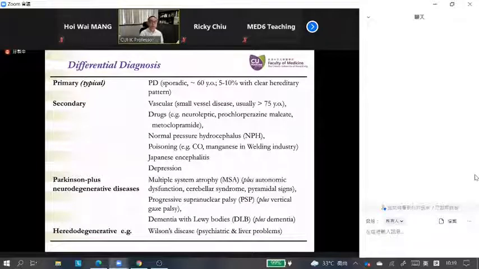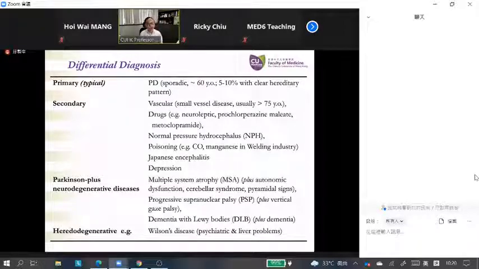But there are other things we need to rule out. If the patient has small vessel disease, diffuse multiple lacunes, with minor strokes, the patient may present with Parkinsonism. We call it vascular Parkinsonism. Vascular Parkinsonism rarely has any resting tremor, so resting tremor is more suggestive of typical PD. But drug-related Parkinsonism can have resting tremor and mimics exactly a case of typical PD.